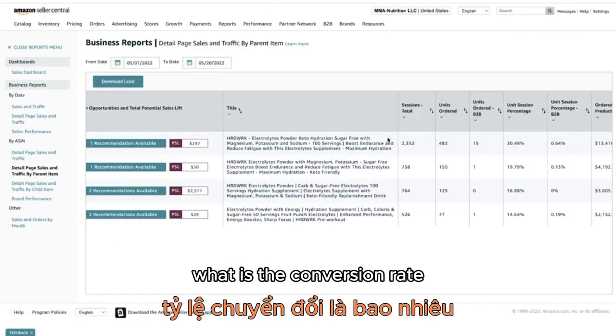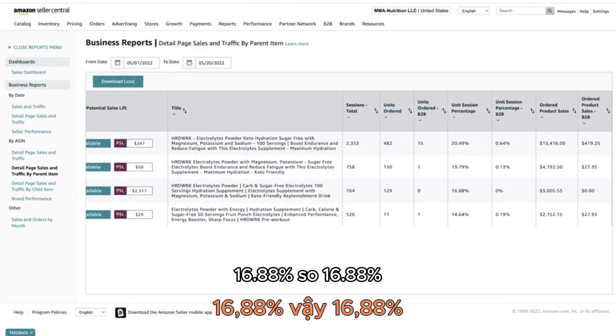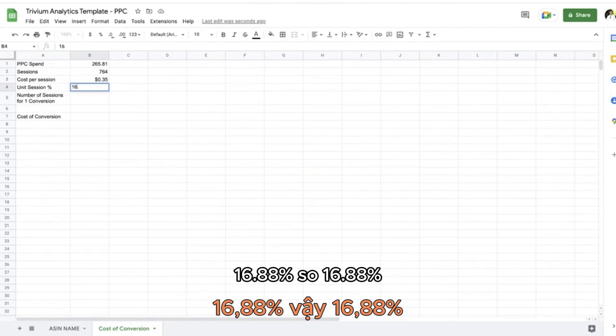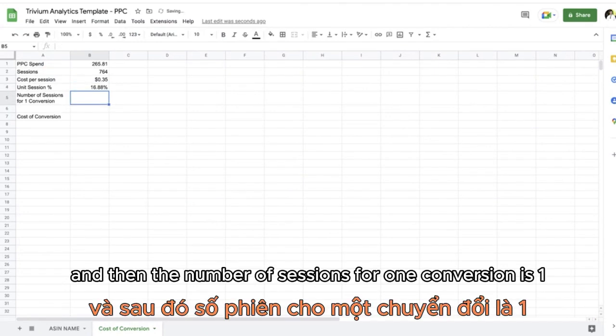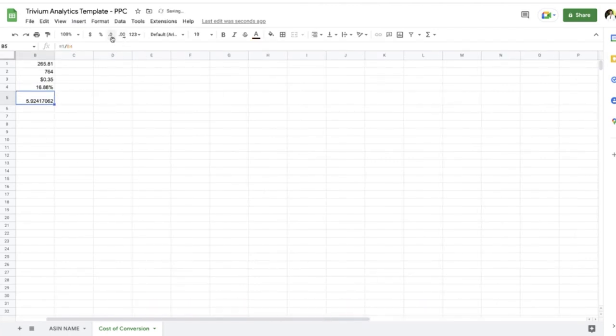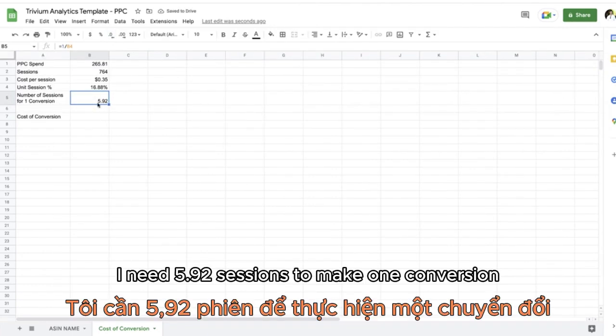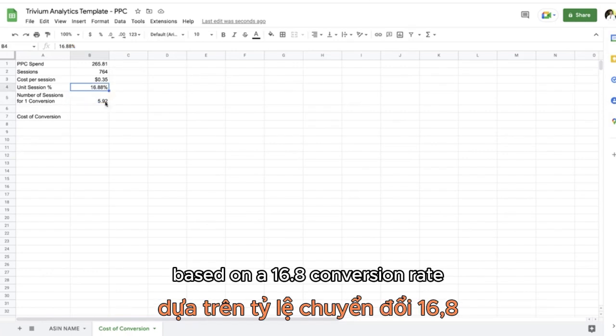What is the conversion rate? So let's look at the conversion rate here, 16.88%. And then the number of sessions for one conversion is 1 divided by that number. So equals 1 over this, 5.92. So let's reduce. Okay. So I need 5.92 sessions to make one conversion based on a 16.88% conversion rate.